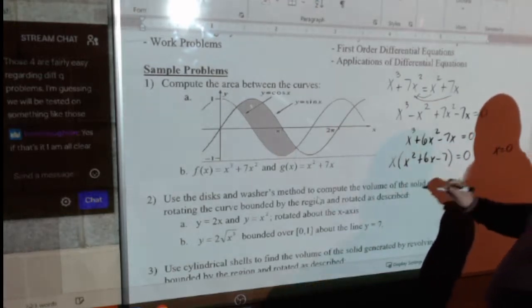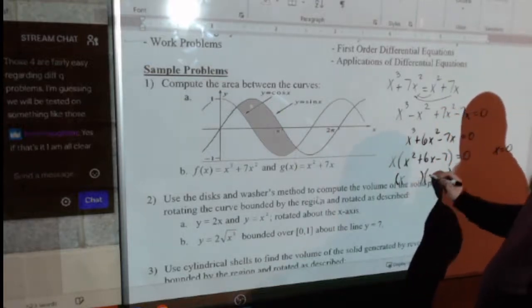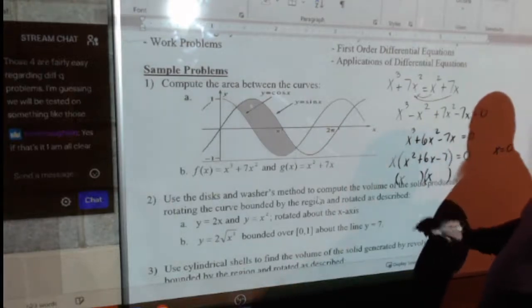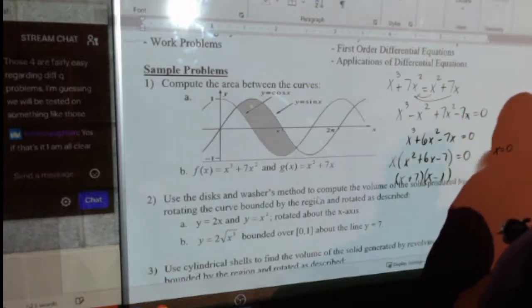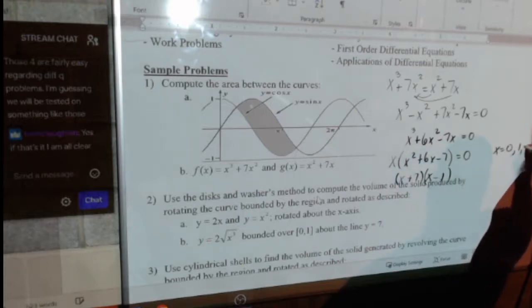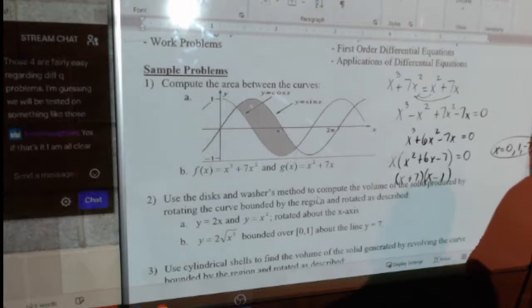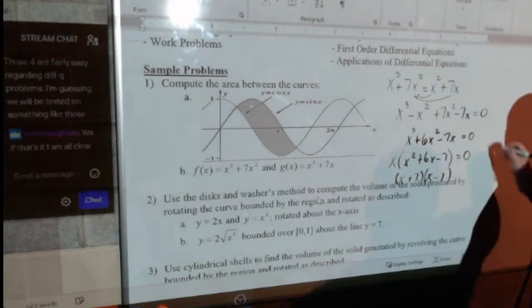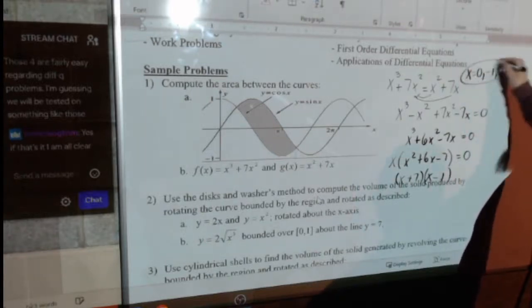If I factor this, it is x and x, so I need 2 numbers that multiply to -7 and add to +6. That's going to be +7 and -1. Those are going to give me then +1 and -7 as my solutions. So I'm off the board there. Let me move that. So we get x equals 0, -1, and +7.